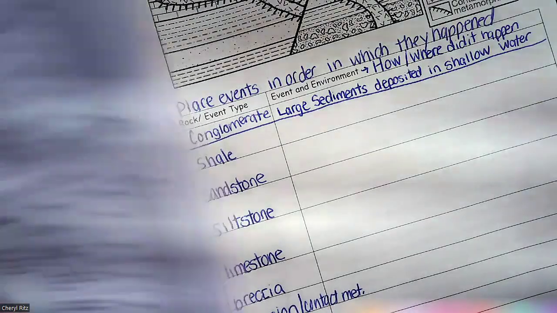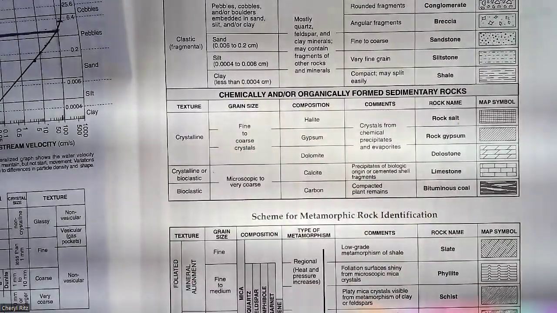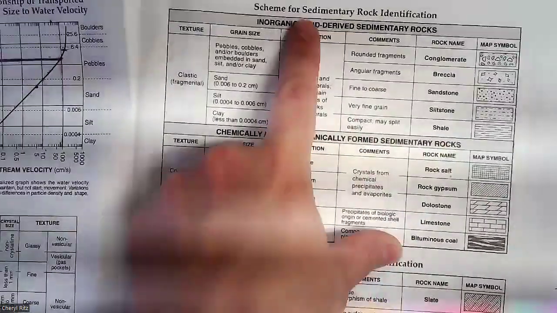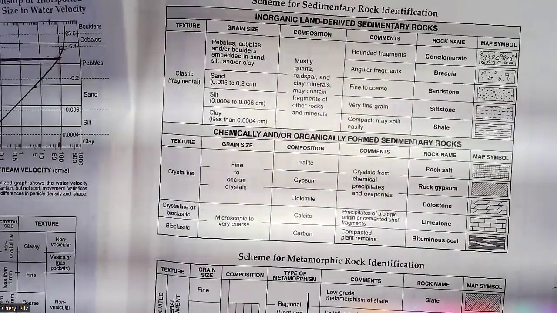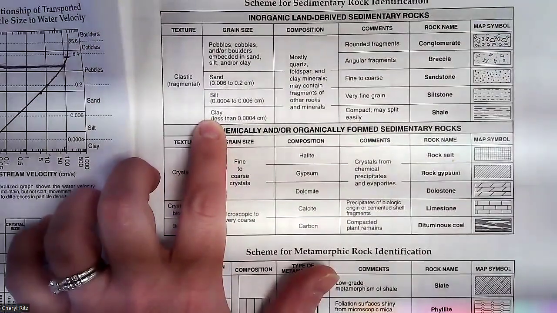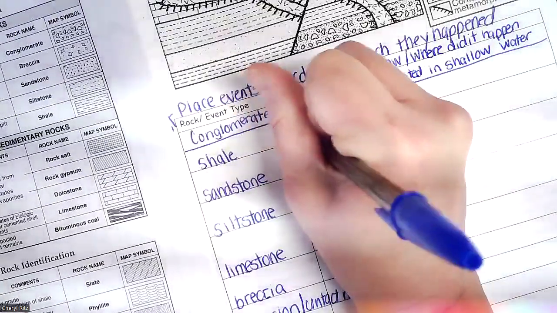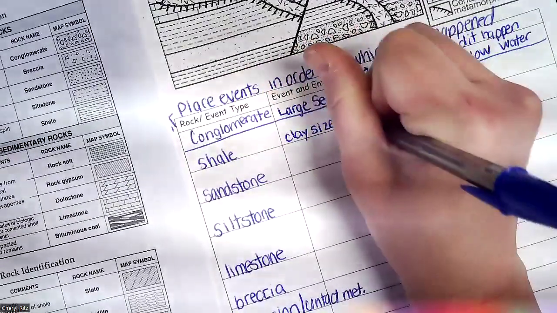Now we're going to do the same idea with shale. So again, what kind of rock is shale? Shale is another sedimentary rock. So it's made when sediments get deposited, buried, compacted together. Specifically, what size sediments are they? Clay. Is clay a big or small sediment? Small. So instead of just saying large, we say clay-sized sediments.